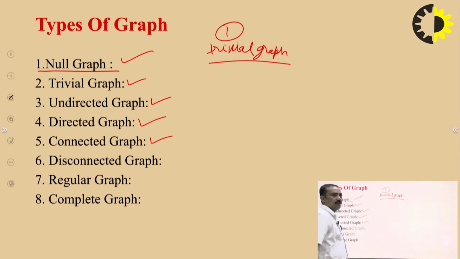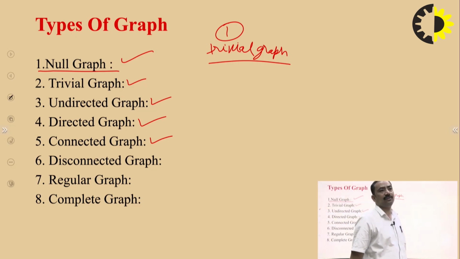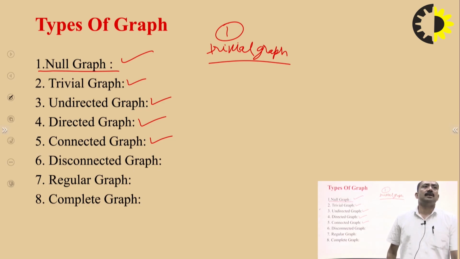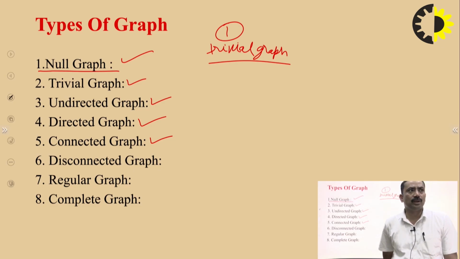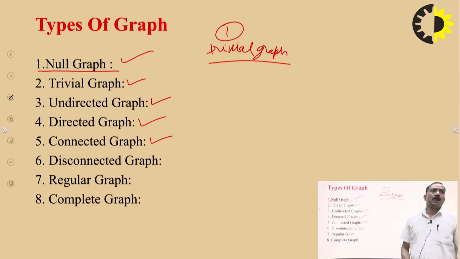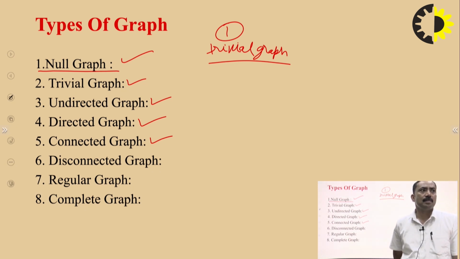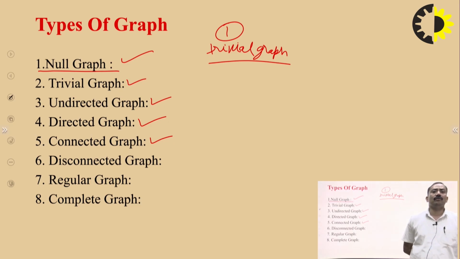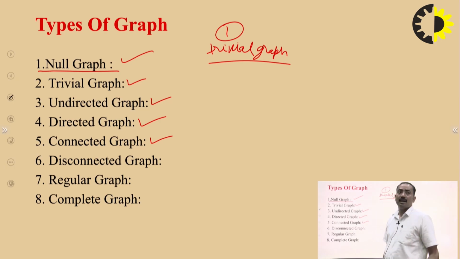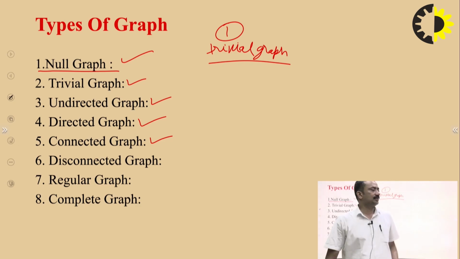Then we have a connected graph. What is called a connected graph? The graph in which from one node we can visit any other node in the graph is known as a connected graph. Graph in which from a single node we can visit all other nodes. We can say it is a connected graph.